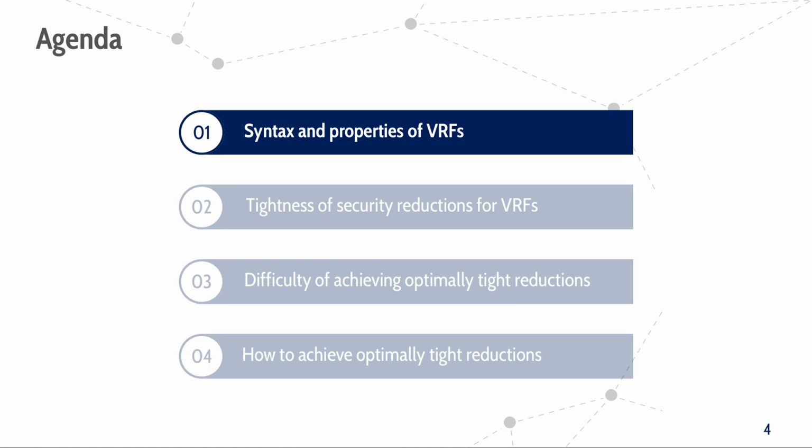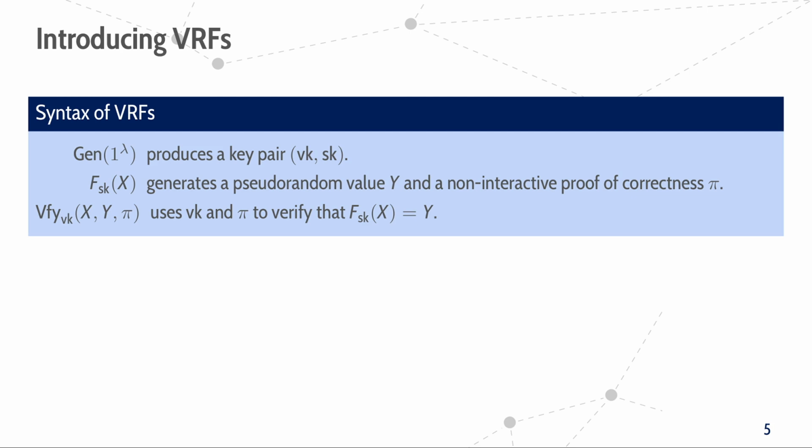So let us start with recalling the syntax and properties of VRFs. Syntactically, a VRF consists of three algorithms. First, a generation algorithm that produces a pair of secret key and public verification key. Then an evaluation algorithm that produces a VRF output Y for an input X. Just like for a PRF, the algorithm requires a secret key SK and the output Y is supposed to be pseudorandom. However, the evaluation algorithm also produces a non-interactive proof of correctness pi. This proof can then be used with the verification algorithm to verify the correctness of Y with respect to the input X and the public verification key.